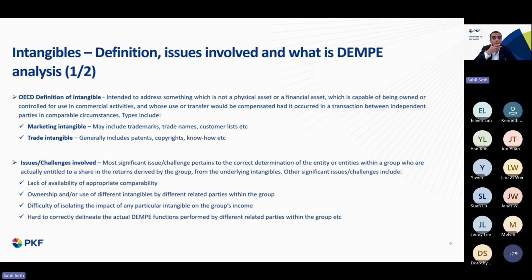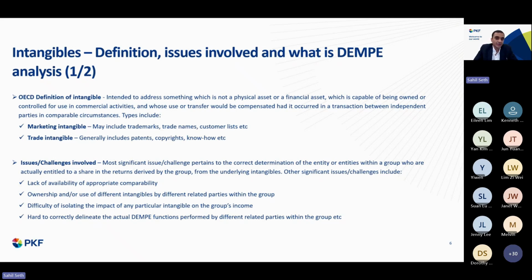So as per the OECD, the Organisation for Economic Co-operation and Development, the basic definition they have given is that an intangible asset is something that is not a physical or a financial asset, and which is capable of being owned or controlled for commercial activities. This is the main definition given by the OECD. Generally in transfer pricing, there are two kinds of intangibles: marketing and trade. Marketing includes trademarks, trade names, etc. And trade intangibles are generally patents, copyrights, know-how, etc. So these are the common examples of the two types of transfer pricing intangibles.